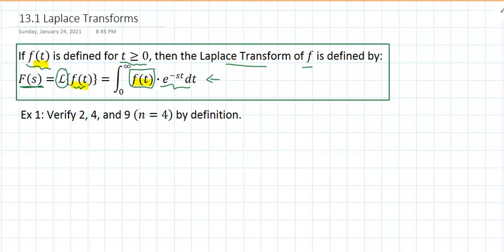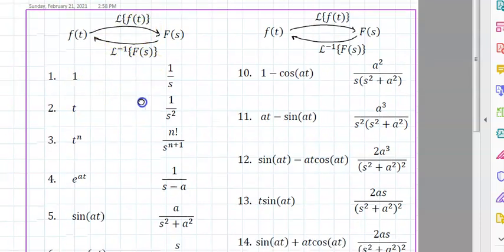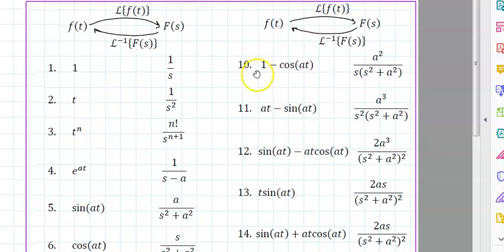Now, we're given a table. I'm going to show you the table. I'm going to post this in your Blackboard account or Canvas account, depending on which class you're taking with me. And this table is provided. So what they did, they applied the Laplace transform right there. This is applying the Laplace transform. So instead of integrating, Laplace figured those out and put them in a table.